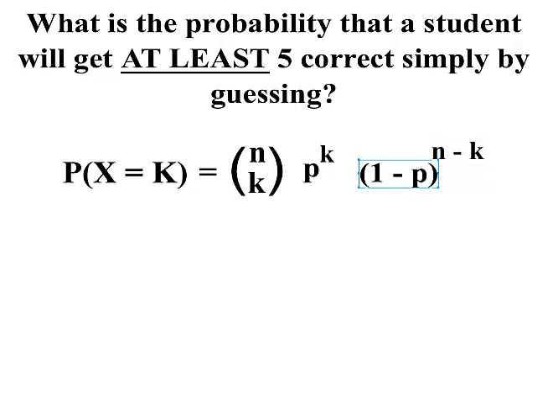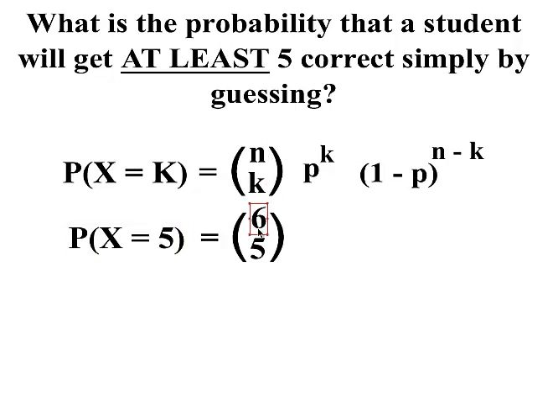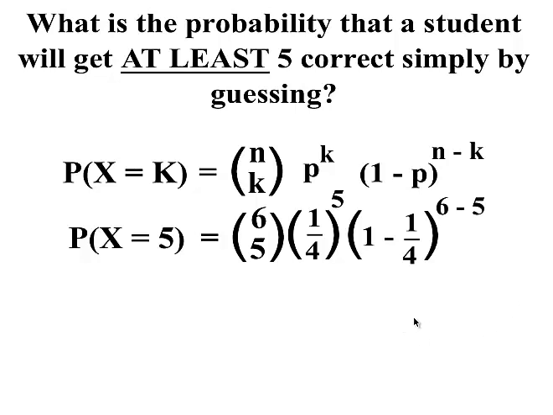So let's plug and chug some real values in here. So we're going to calculate the probability that this person is going to get 5 out of 6. So we're going to substitute that in. 6 choose 5. P again is 1/4. That's the probability of a successful outcome on a single trial. 5 is the number of trials. And this is the probability of an outcome not happening. So 1 minus 1/4 raised to the difference between 6 and 5.